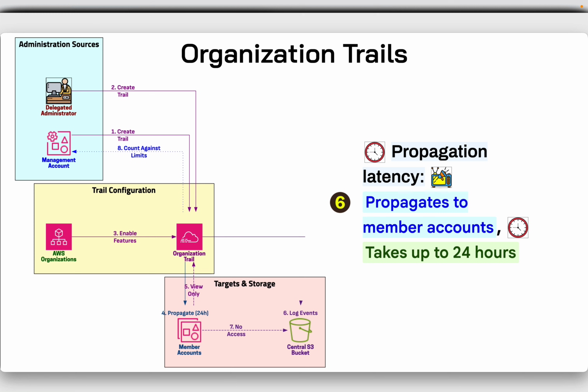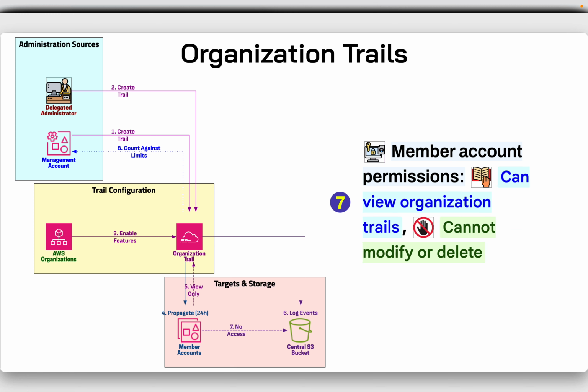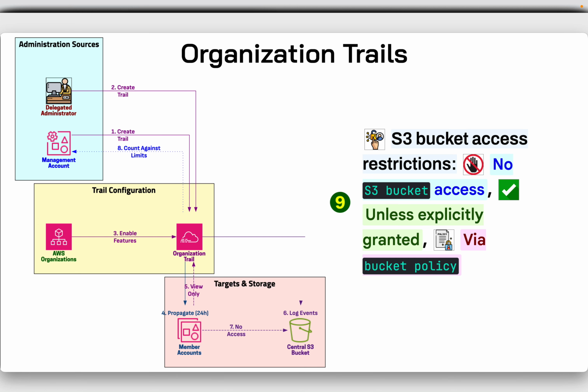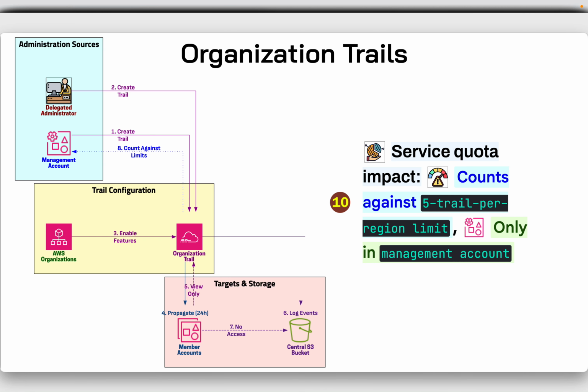Propagation of an organization trail to member accounts can take up to 24 hours. Member accounts can view organization trails but cannot modify or delete them. An organization trail logs events from all member accounts to a single S3 bucket. Member accounts do not have access to the S3 bucket unless explicitly granted through a bucket policy. Organization trails count against the 5 trails per region limit only in the management account.